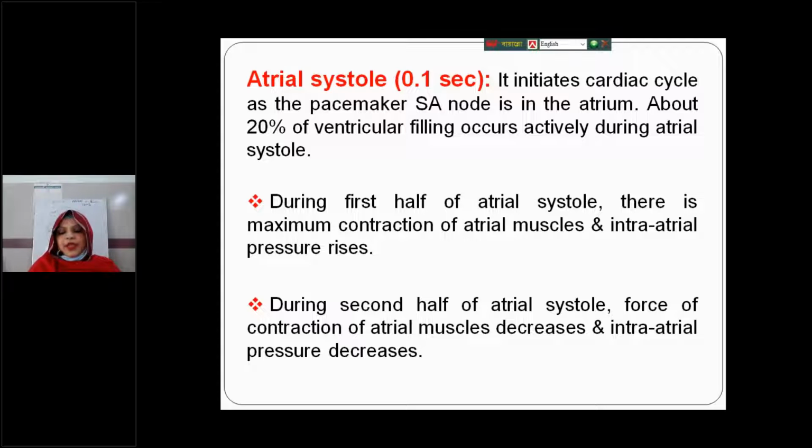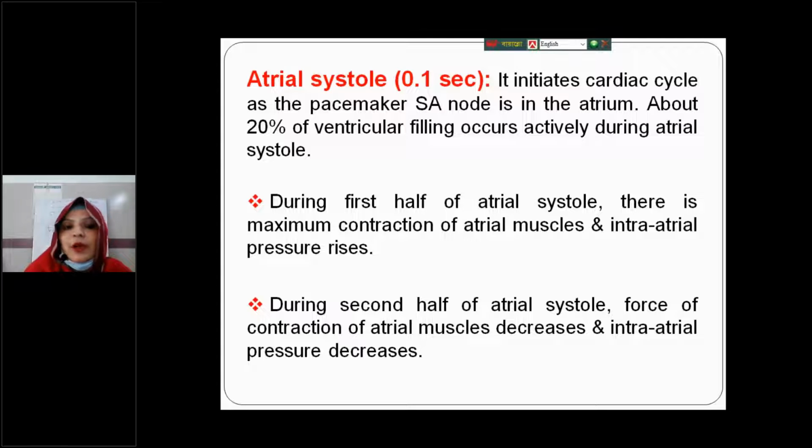This slide I have taken from Guyton, 13th edition, page number 114. Please try to write down this page number: Guyton and Hall 13th edition, page number 114. I have taken this from your textbook. Now, atrial systole. Systole means contraction, you know that. It initiates the cardiac cycle, as the pacemaker, the SA node, is present in the right atrium.